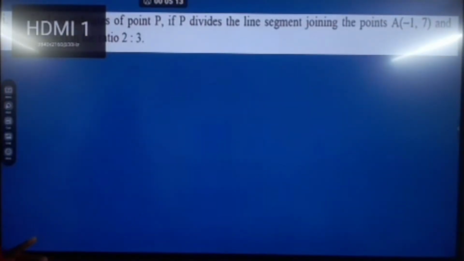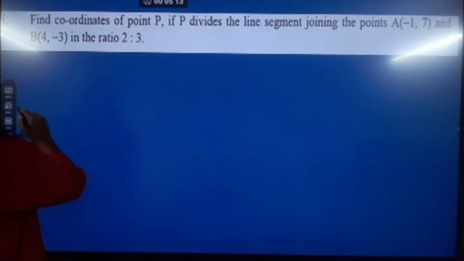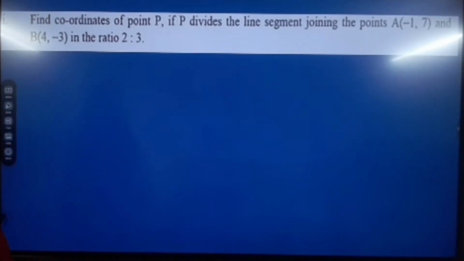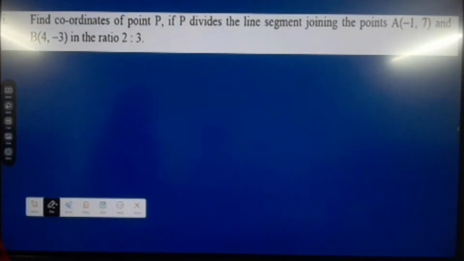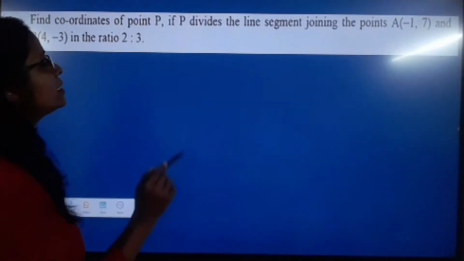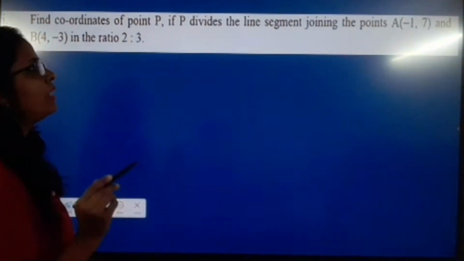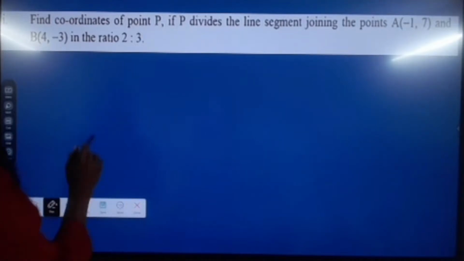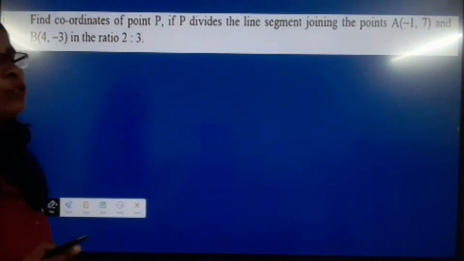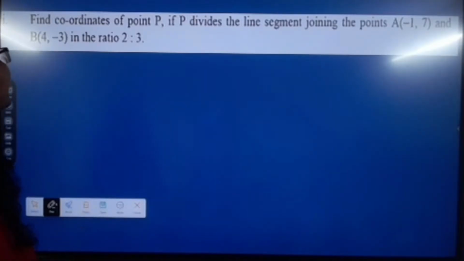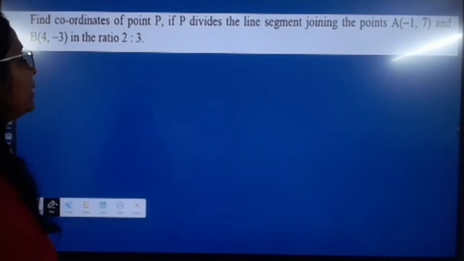The first example is, student, find the coordinates of point P if P divides the line segment joining the points A(-1, 7) and B(4, -3) in the ratio 2 is to 3. Yes, students, here we have to find out the coordinates of point P.